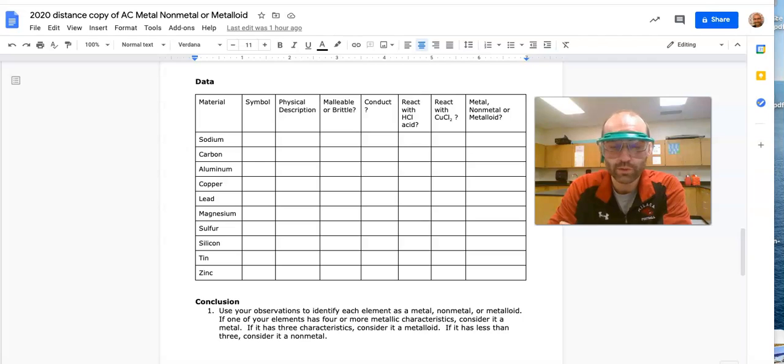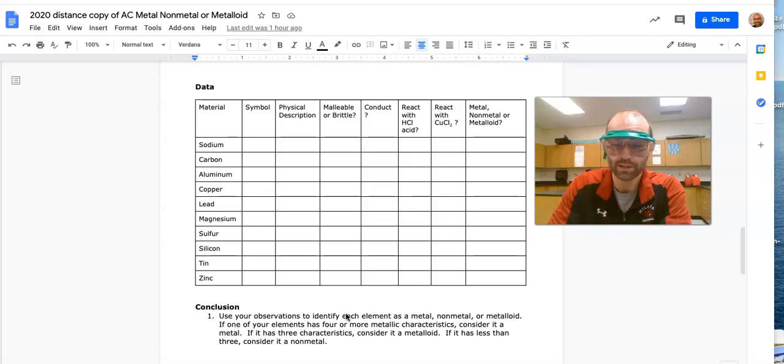Okay, so we got through each of the elements in our little sample of the periodic table. Next, what we can do is answer some of the conclusion questions. The first one says to describe or list whether it's a metal, nonmetal, or metalloid. If it has 4 or more metallic characteristics, it's a metal. If it has 3, consider it a metalloid. And if it's less than 3, consider it a nonmetal.